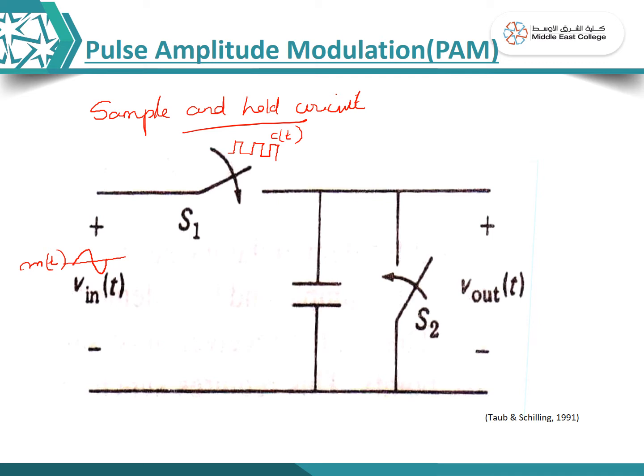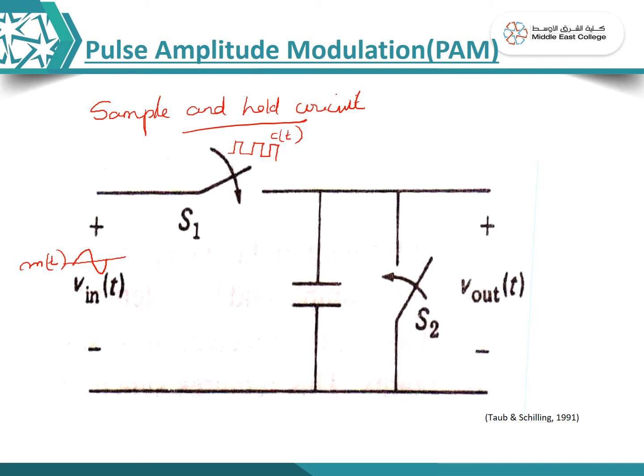After that, the switch will open. S1 will open because the carrier becomes low. Now the capacitor will hold that charge. Whatever voltage value the capacitor is charged to, it will hold it. Now, at this moment, with the switch S2, you can take the output. The output will correspond to that particular value of your message signal.